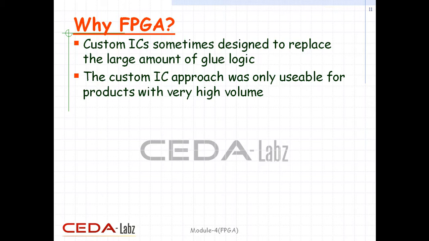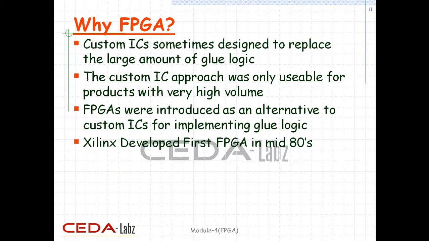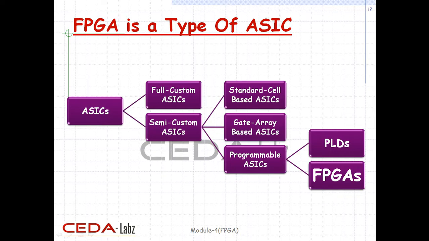So, in the mid-80s, around 1985, the field programmable gate array, that is FPGA, was introduced in place of custom ICs for implementing glue logic. Xilinx is the first company that developed FPGA in the mid-80s. Basically, field programmable gate array FPGA is a type of ASIC. As discussed in the previous module, we saw that FPGA is a type of semi-custom ASIC which is programmable. This figure shows the ASIC classification. As we can see, FPGA comes under programmable ASIC.